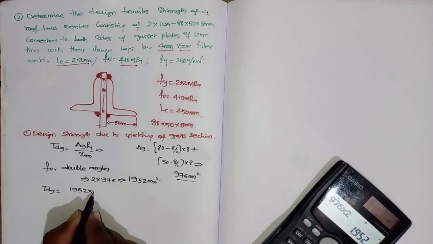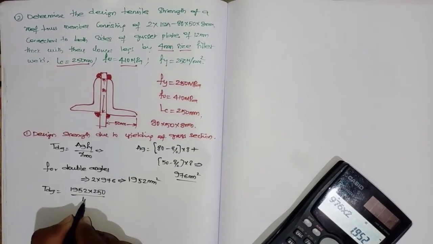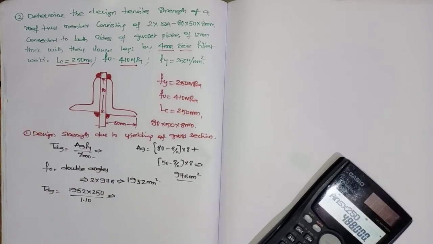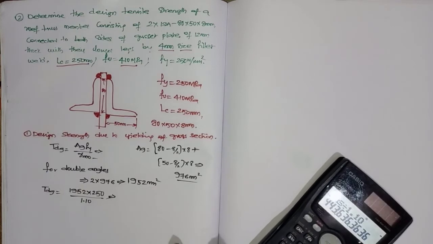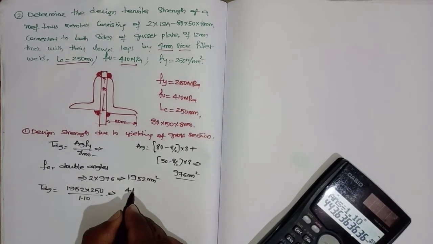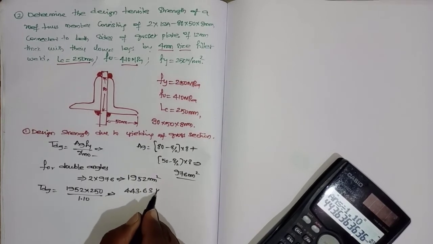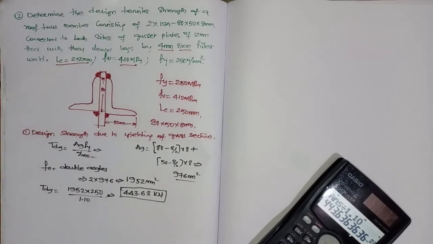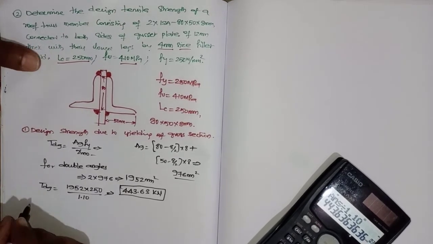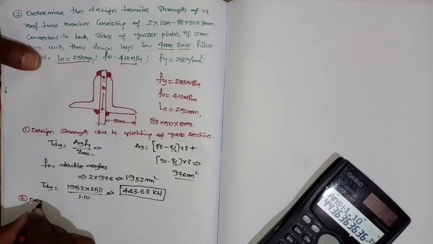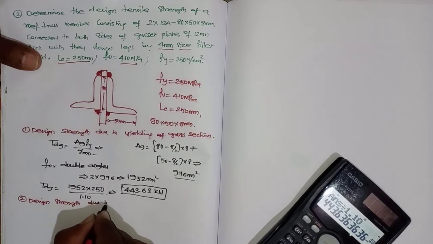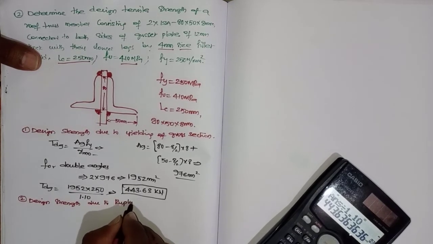Now TDG equals 1952 into 250 divided by 1.10. This is for yielding, right? So 443.63 kilonewtons. Okay, next, design strength due to rupture of critical section.